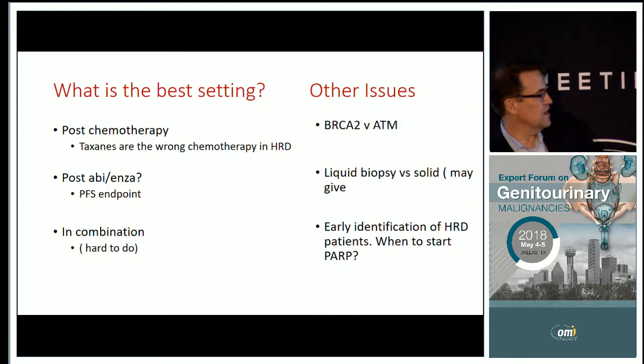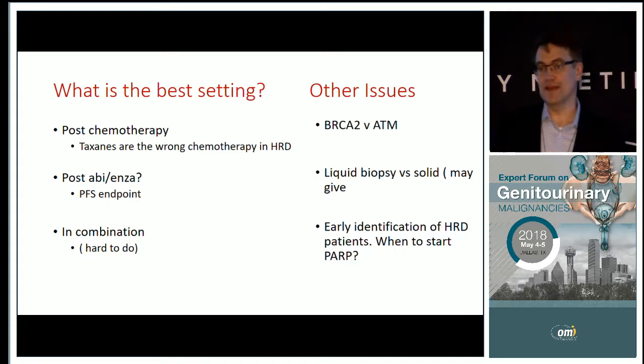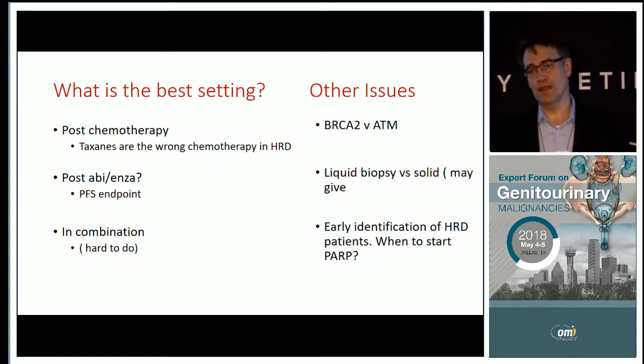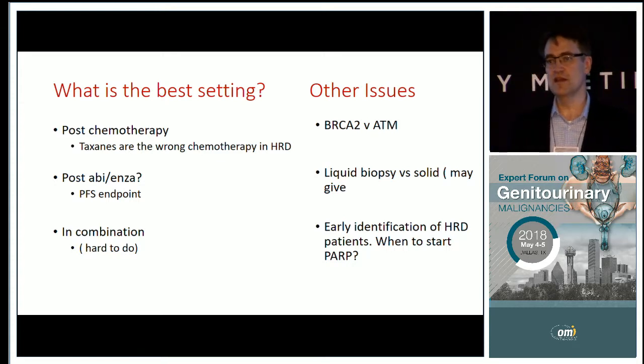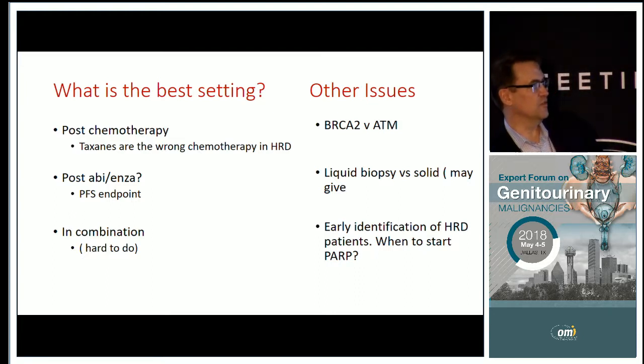PFS endpoint I won't go into. In combination, we thought when these data first came out, oh great, we can take these PARP inhibitors, we can give platinum because platinum damages DNA, will have this sort of synergistic effect. It turns out that every study where platinum has been combined with a PARP inhibitor has been very difficult from a marrow suppression perspective. So I don't see that moving forward as a treatment modality unless we can work seriously on reducing the dose of platinum or alternating courses or things like that. So lots of things to think about.